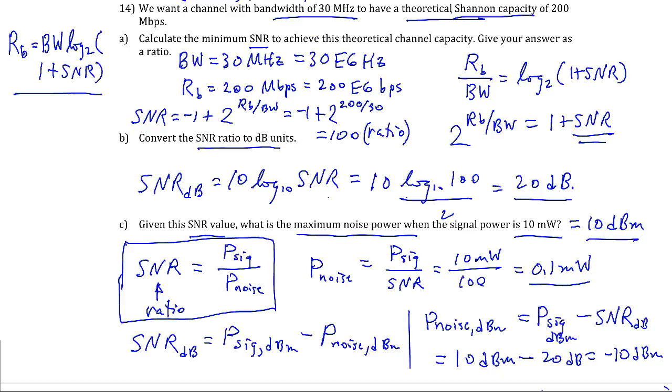So you can solve it either in decibel units or in linear units. It's easier in linear units because you're already given the signal power in linear units, and you already have the signal-to-noise ratio as a ratio.